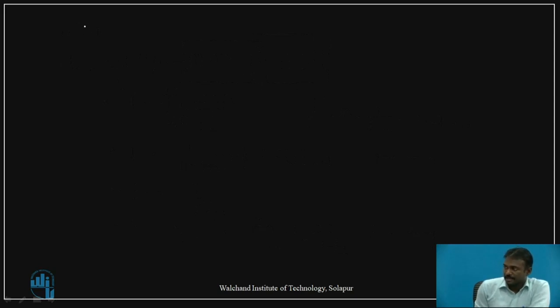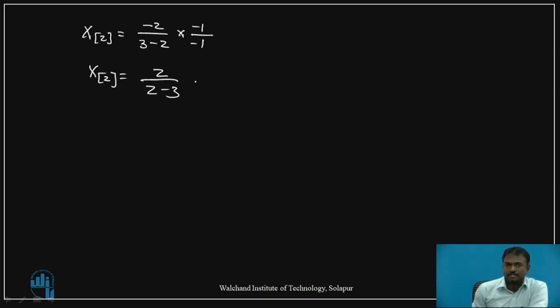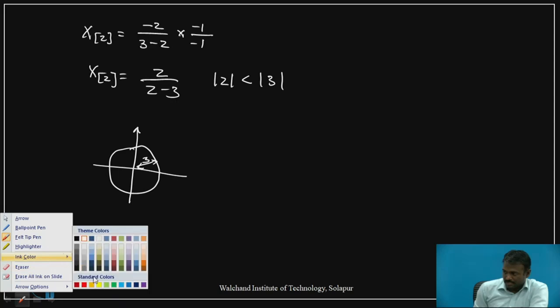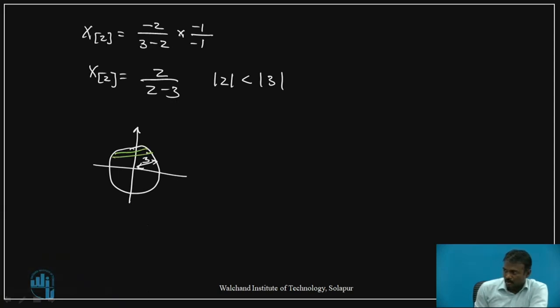Further this will be simplified as minus z divided by 3 minus z. We multiply numerator and denominator by minus 1 here. So this will be written as z divided by z minus 3. So this will be the X(z) for the given discrete time signal, where ROC is mod z less than mod 3. Now we will plot a circle of radius 3 on the z plane here, where the region of convergence is within the circle of radius 3.